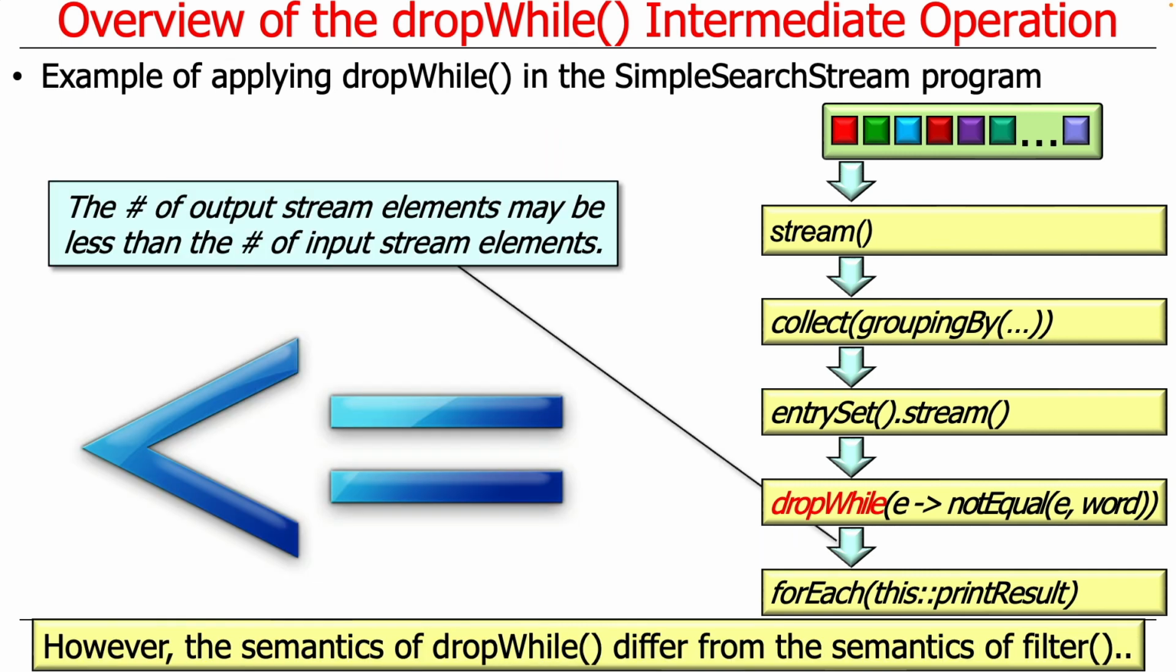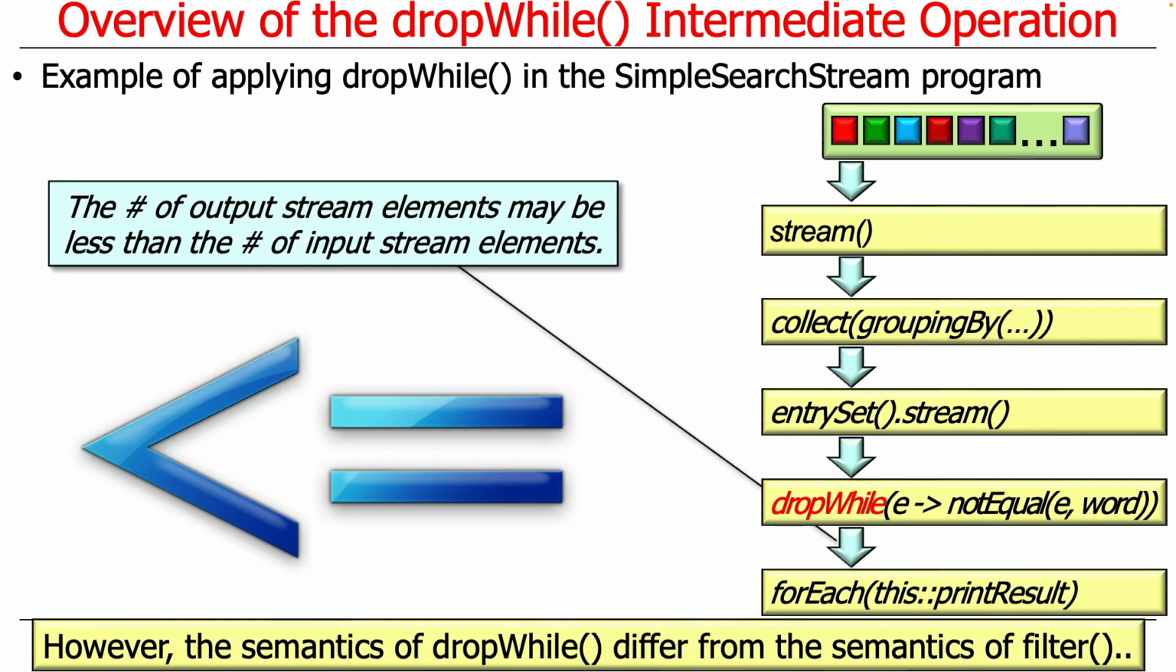Let's take a look at an example here. This is going to demonstrate the use of dropWhile. Now, notice that at first glance, dropWhile looks a bit like filter in that the number of output stream elements may be less than the number of input stream elements. So at first, it looks very much like filter. However, the semantics of dropWhile are different from the semantics of filter.